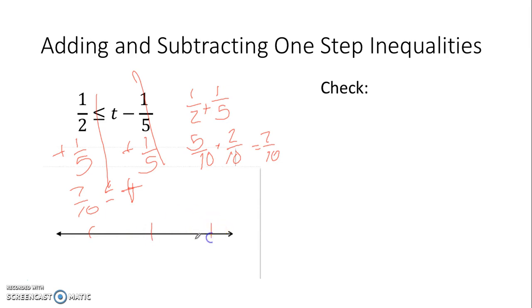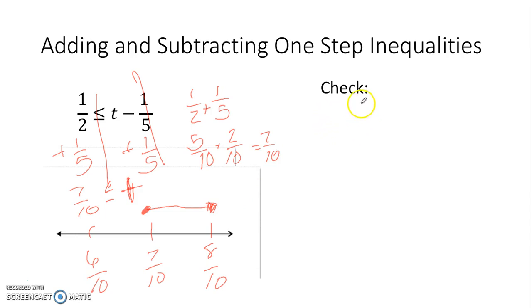Draw our 3 notches on the number line. So 7 tenths is in the middle. Our answer is in the middle. Okay, then we're going to do one below, so 6 tenths, and one above, 8 tenths. Since it's a less than or equal to sign, it's a solid dot. 7 tenths is less than or equal to t, so that means t is bigger than 7 tenths, so you need to draw the arrow to the right.